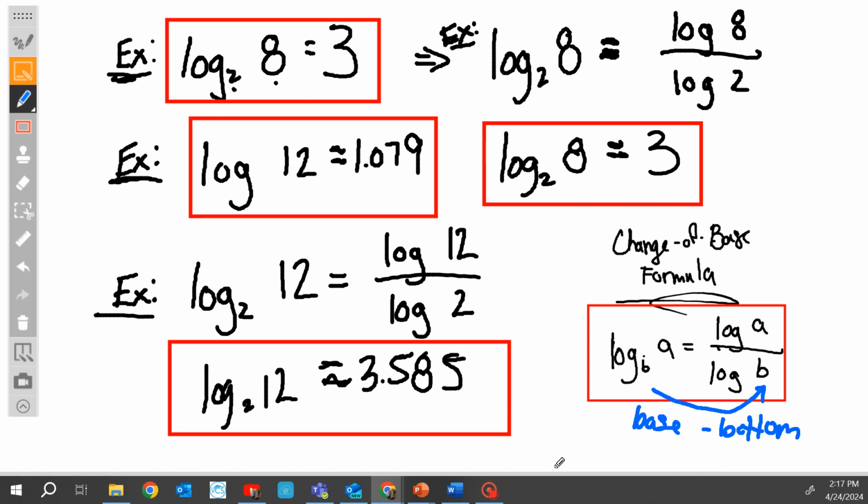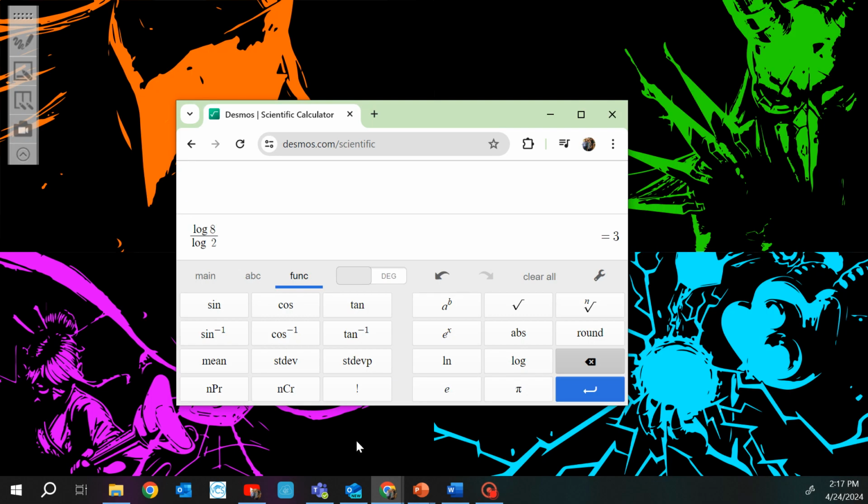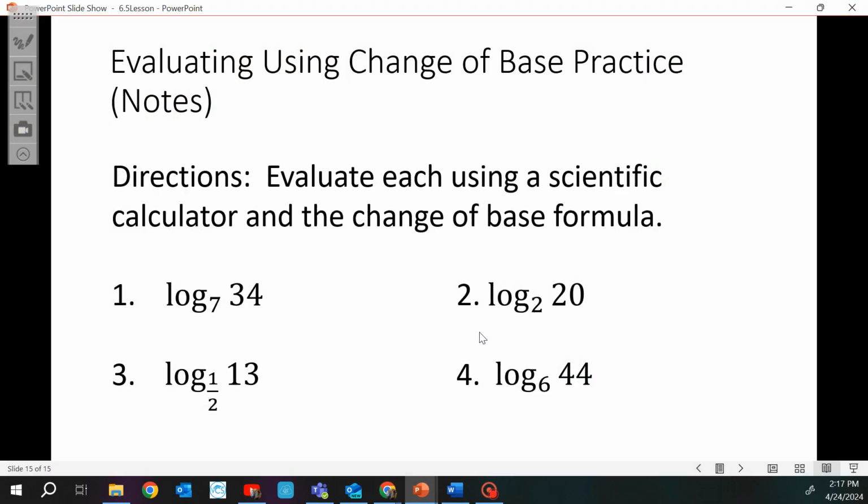All right, any questions on how to use the change of base formula to evaluate? It's pretty easy. Okay, so let's go ahead and try a couple of them then. If you could go ahead and evaluate these 4 logs on this page using the change of base formula, you are going to get decimals. You're going to round them to 3 decimal places. All right, and we'll go over what the answers are in a few minutes.